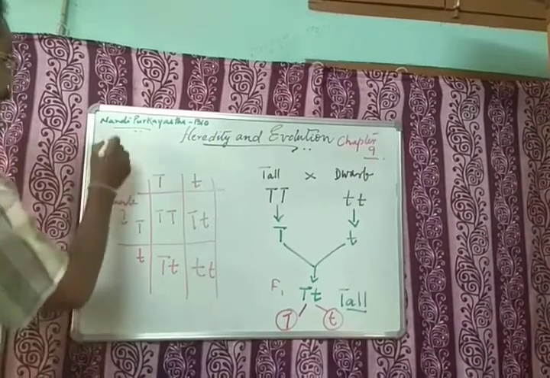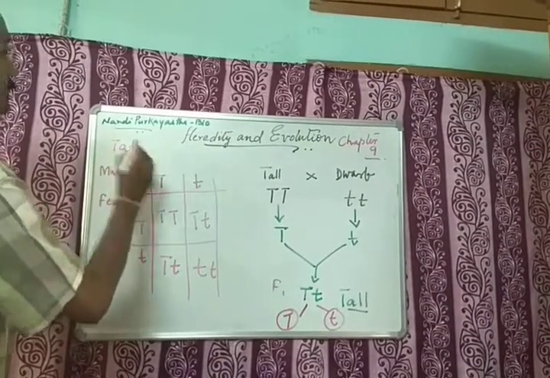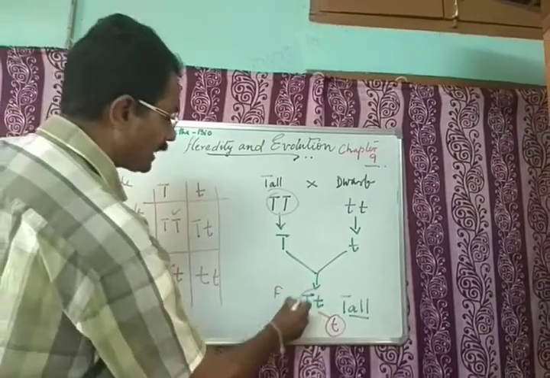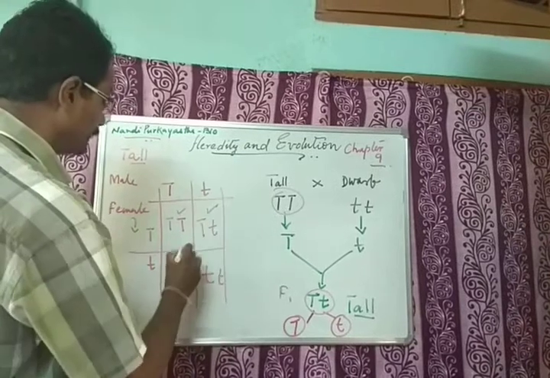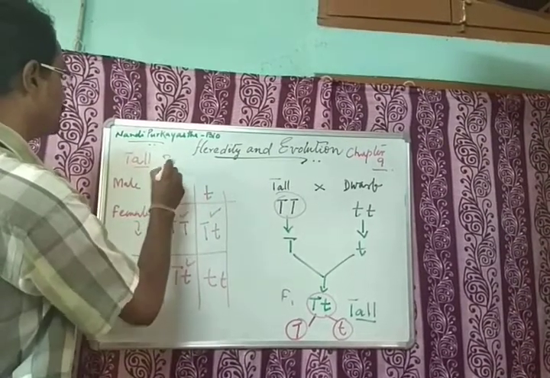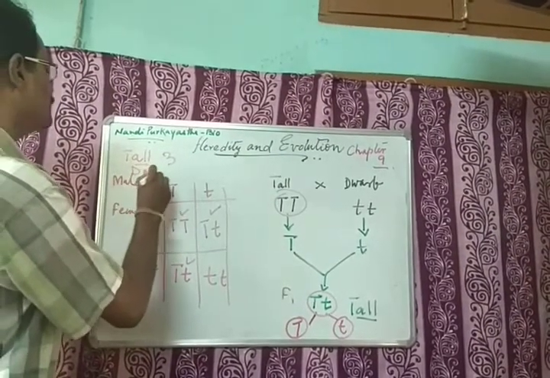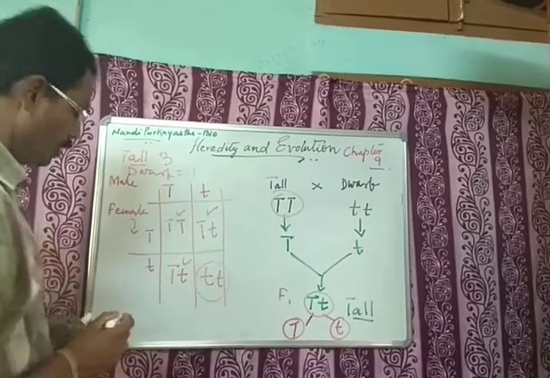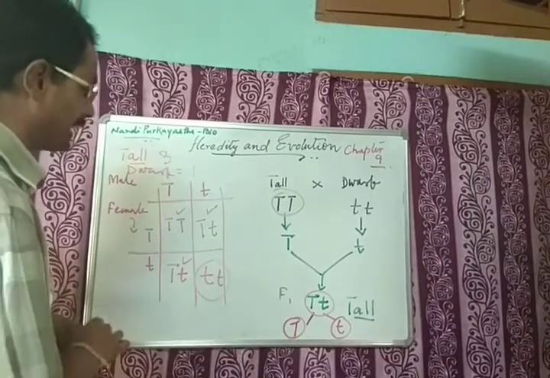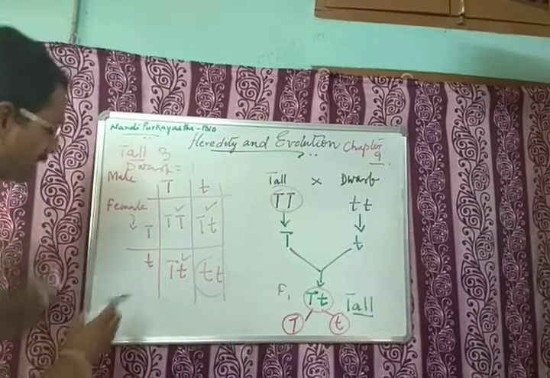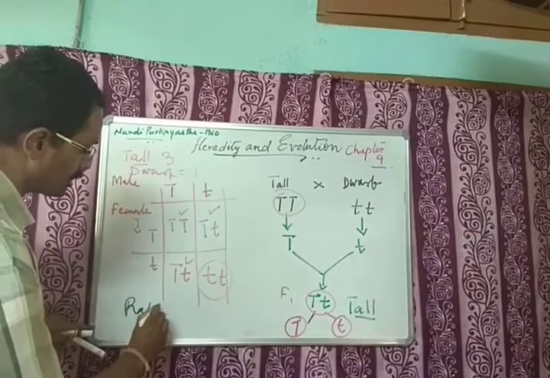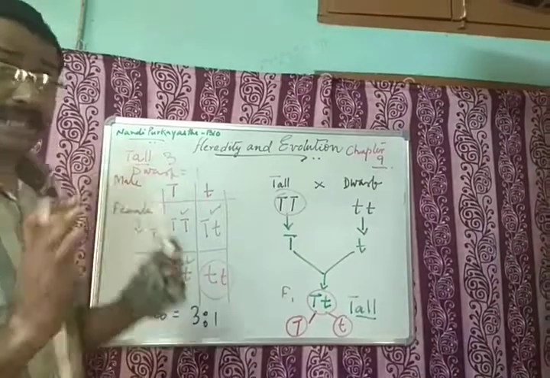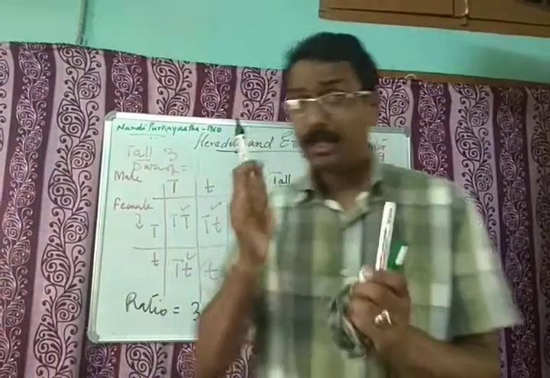Now, we'll be trying to know tall. This one is tall, is it not? Capital T, so this is one tall. As I have written down, capital T, small t, this is also tall. Three tall are there. Then dwarf, how many? Dwarf is one, this one only. So, what is the ratio we are getting here? The ratio, I am writing it with black. The ratio is 3:1. 3 tall, 1 dwarf.